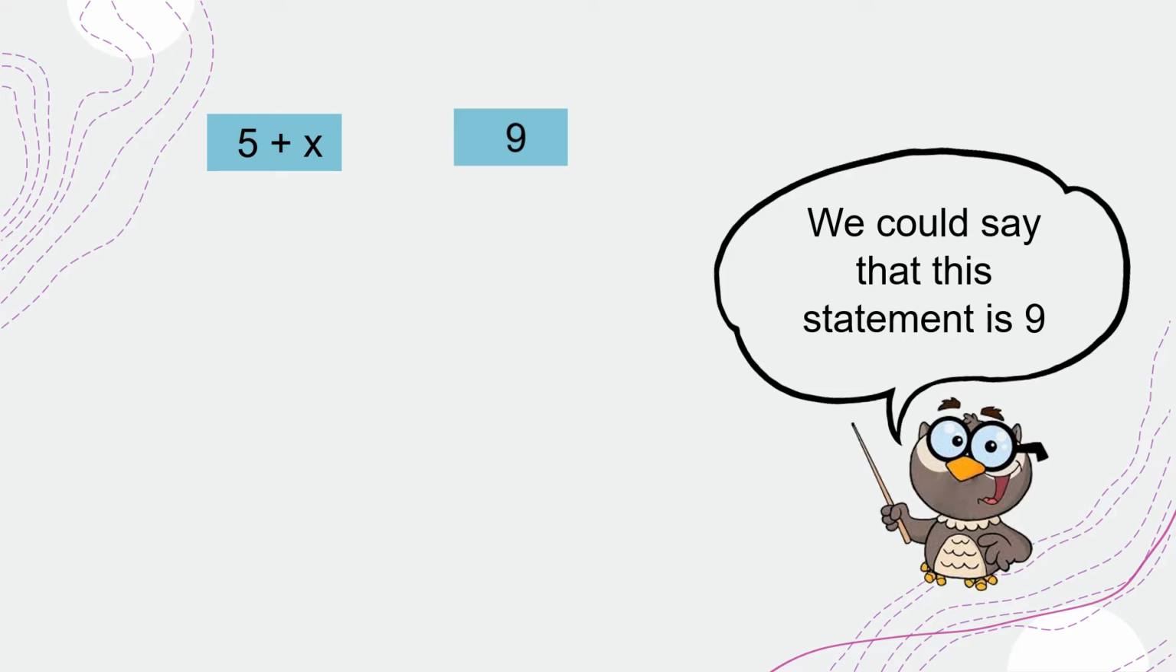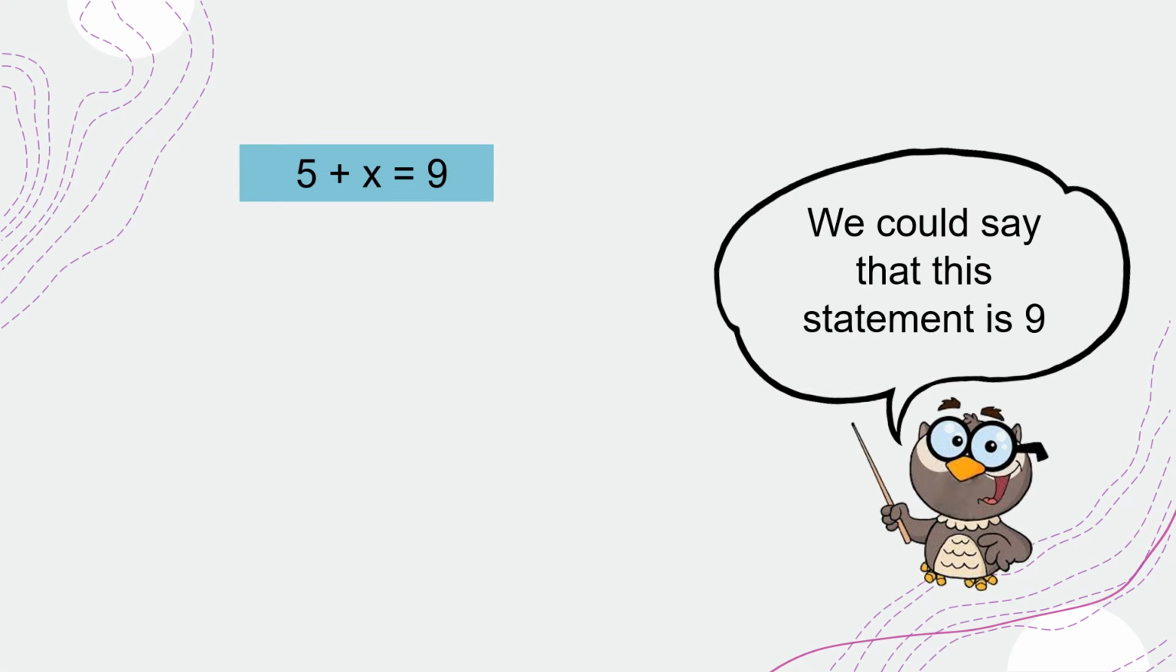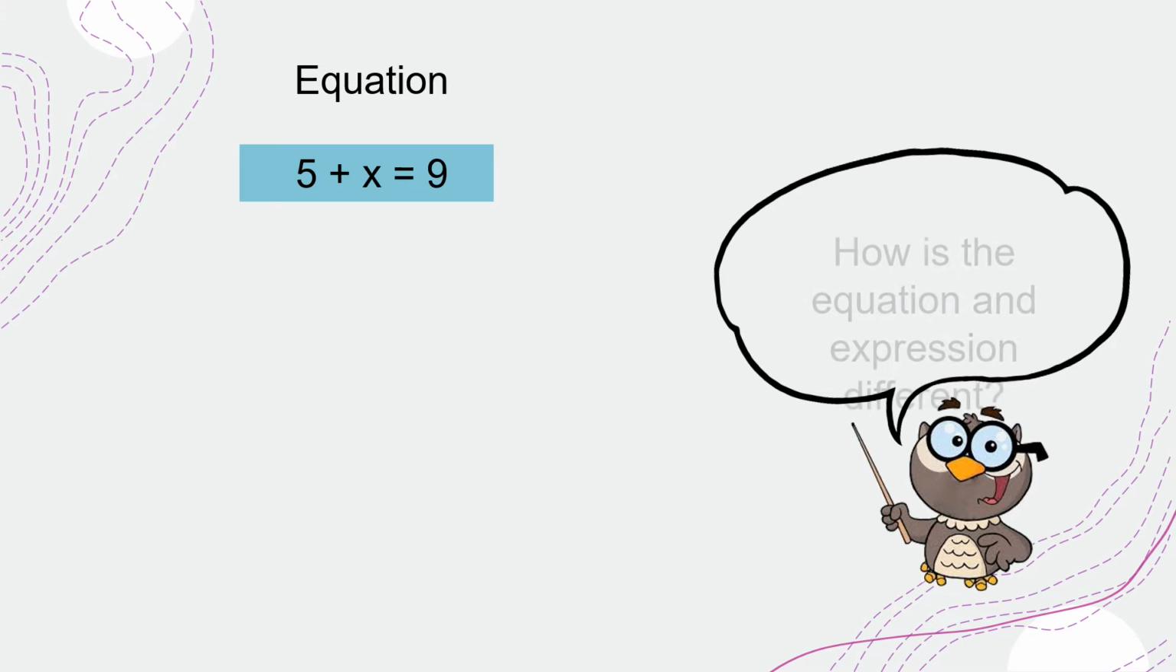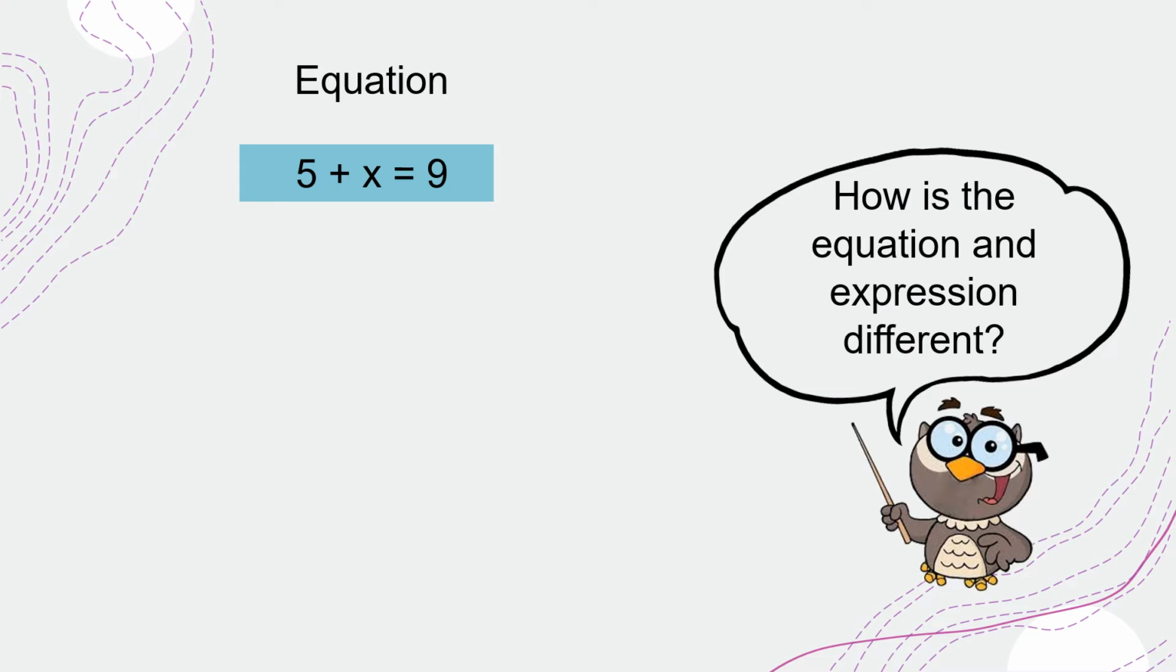How would we show this mathematically? Well, we could write it by separating the expressions using an equal sign. That is, we could consider this an equation. 5 added to x is 9. Great question, Mr. Owl. How is an equation different from an expression? How about listing those differences, namely those we see in this equation?